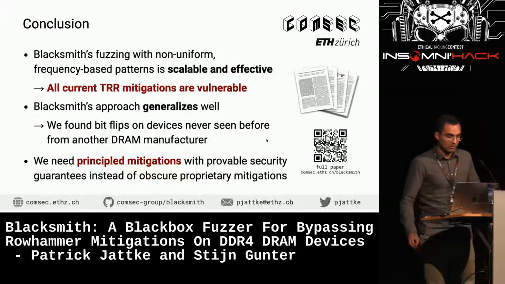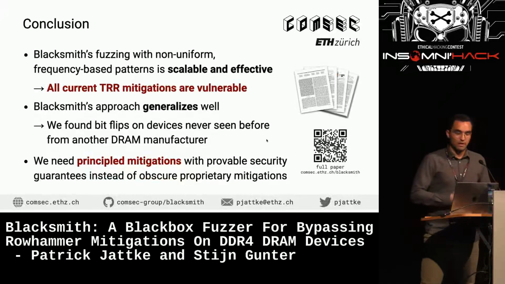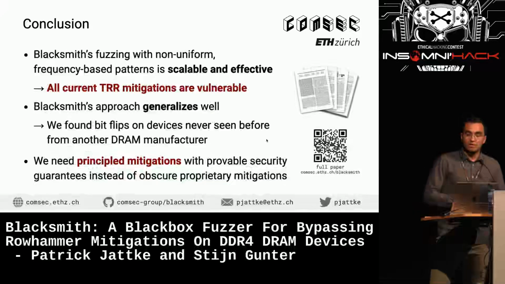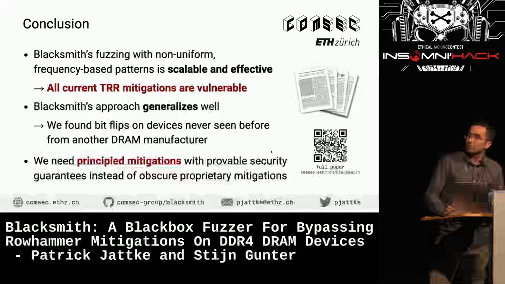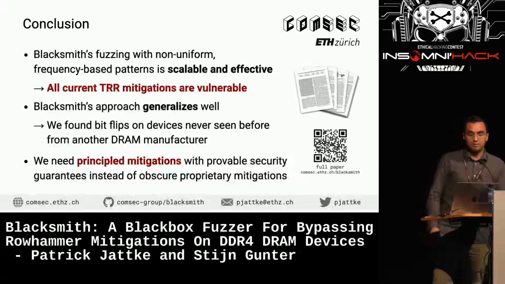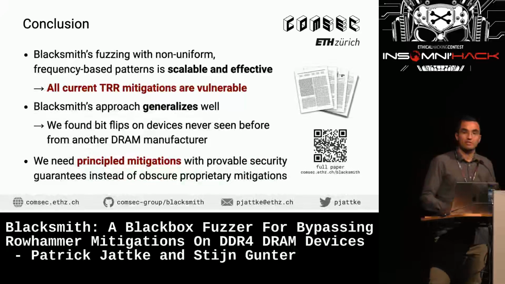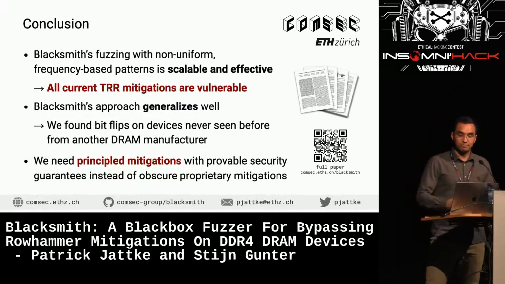So to conclude the first part of the talk, Blacksmith is a very effective and scalable way to trigger bit flips. And we show that all current TRR mitigations are vulnerable. And we can also say that the approach generalizes well. So for example, we received DRAM devices from another vendor that we haven't seen before, and Blacksmith was able to find working patterns on them. And this work shows that we need really principled mitigations with provable security guarantees instead of the obscure proprietary mitigations that the DRAM vendors use today. So this is the end of my talk. Thank you very much for your attention.